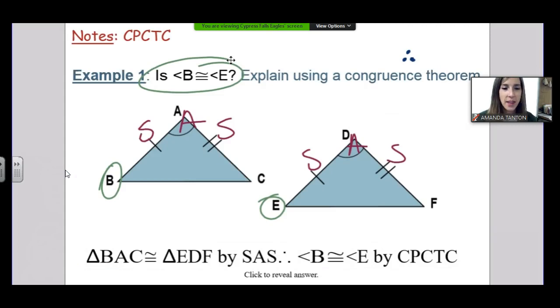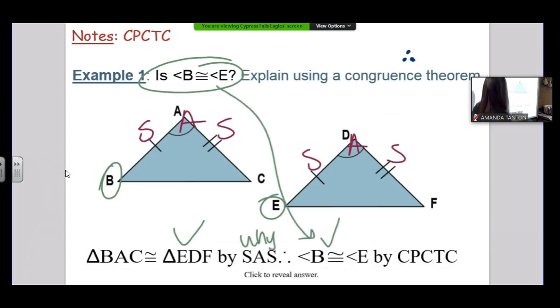All right, so there we go. We said they're congruent, then we said why. We said what the question was asking, then we said why. And that's how you use CPCTC. You use it after you've proven the triangles congruent.